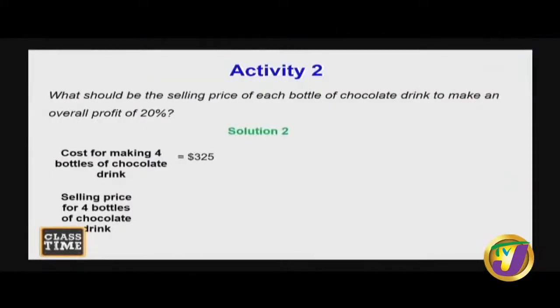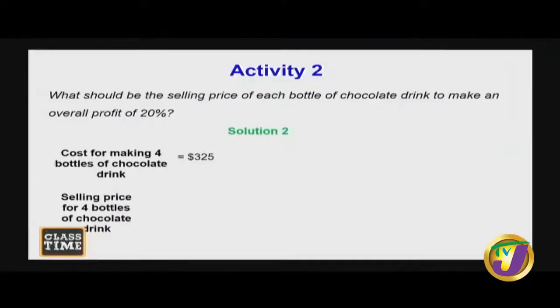But earlier, we found the cost price for 1 bottle of chocolate drink, and then we applied the profit. But in this case, we could actually find the selling price for all 4 bottles. So we know that the profit is 20%, and same thing that we did earlier, we're adding that 20% to the 100%. That would give us 120% of the cost price, but in this case, our cost price is the cost price for all 4 bottles.